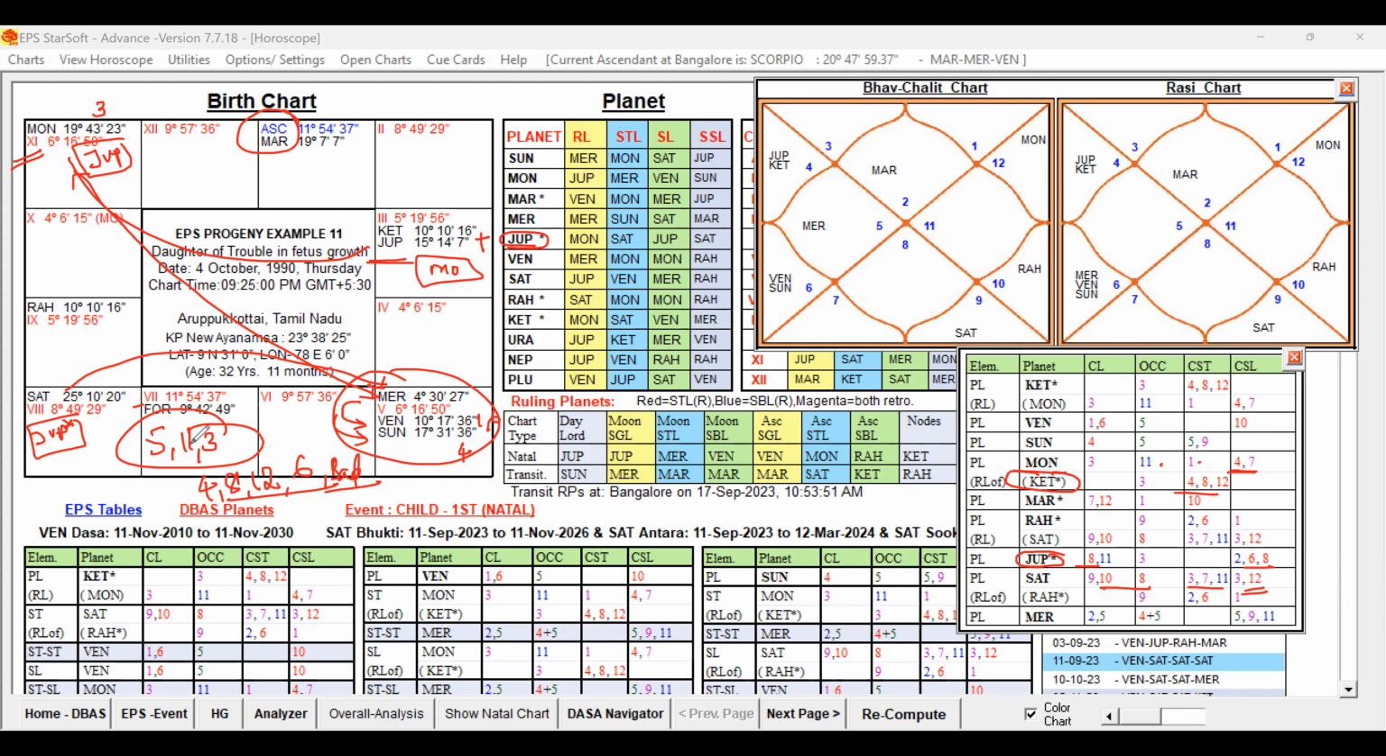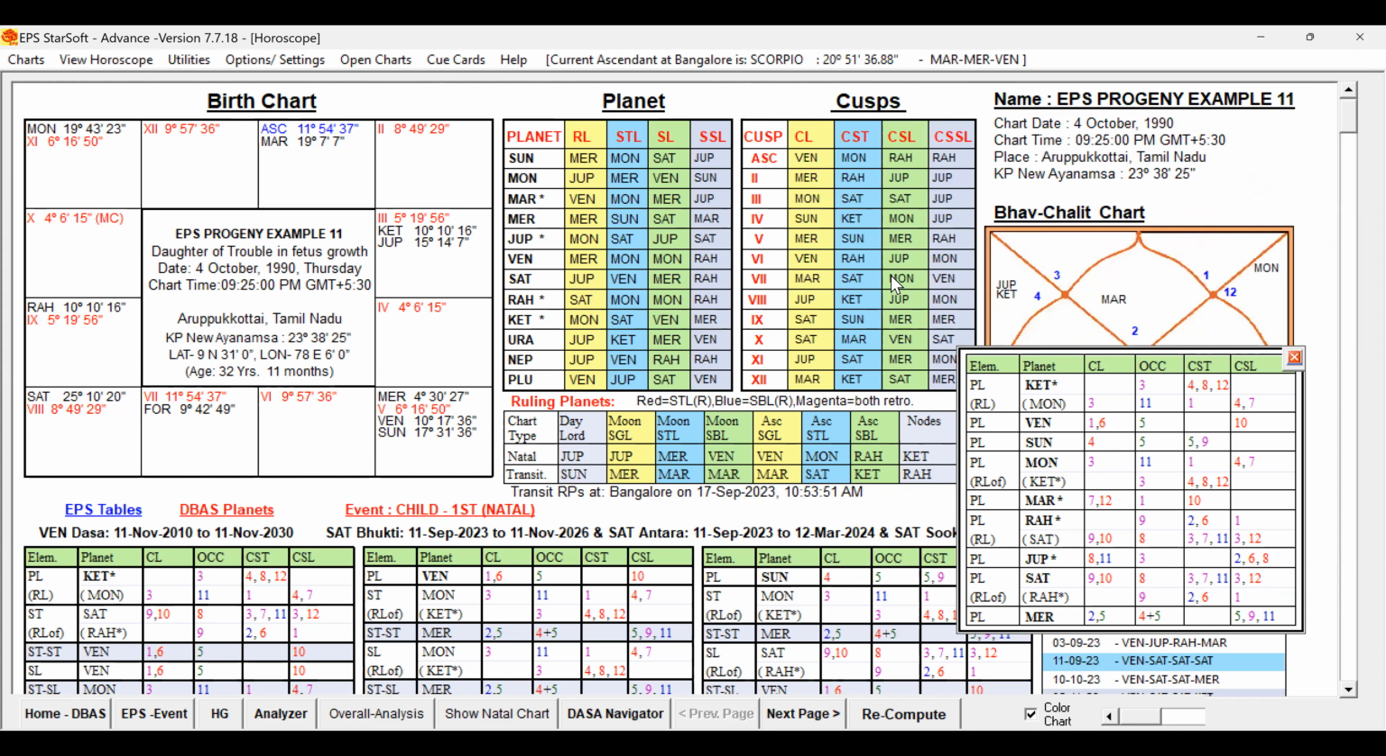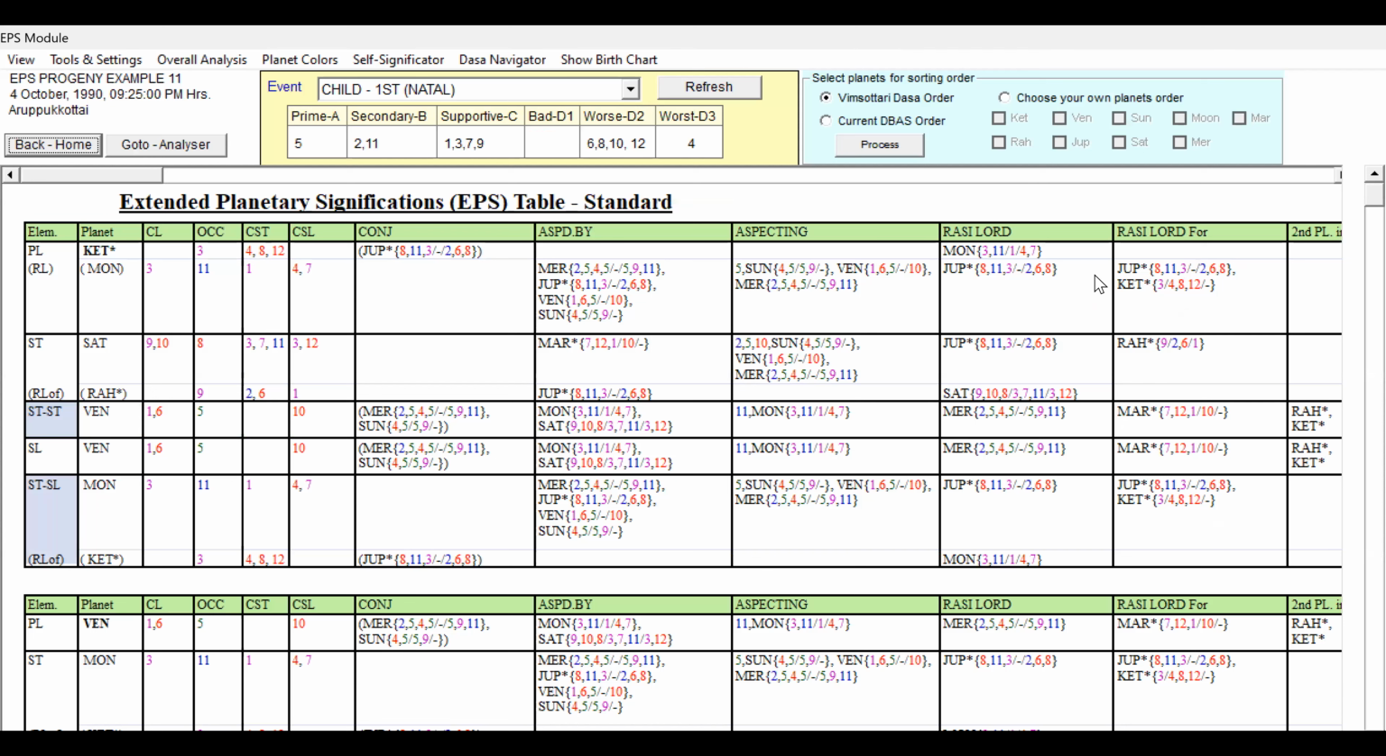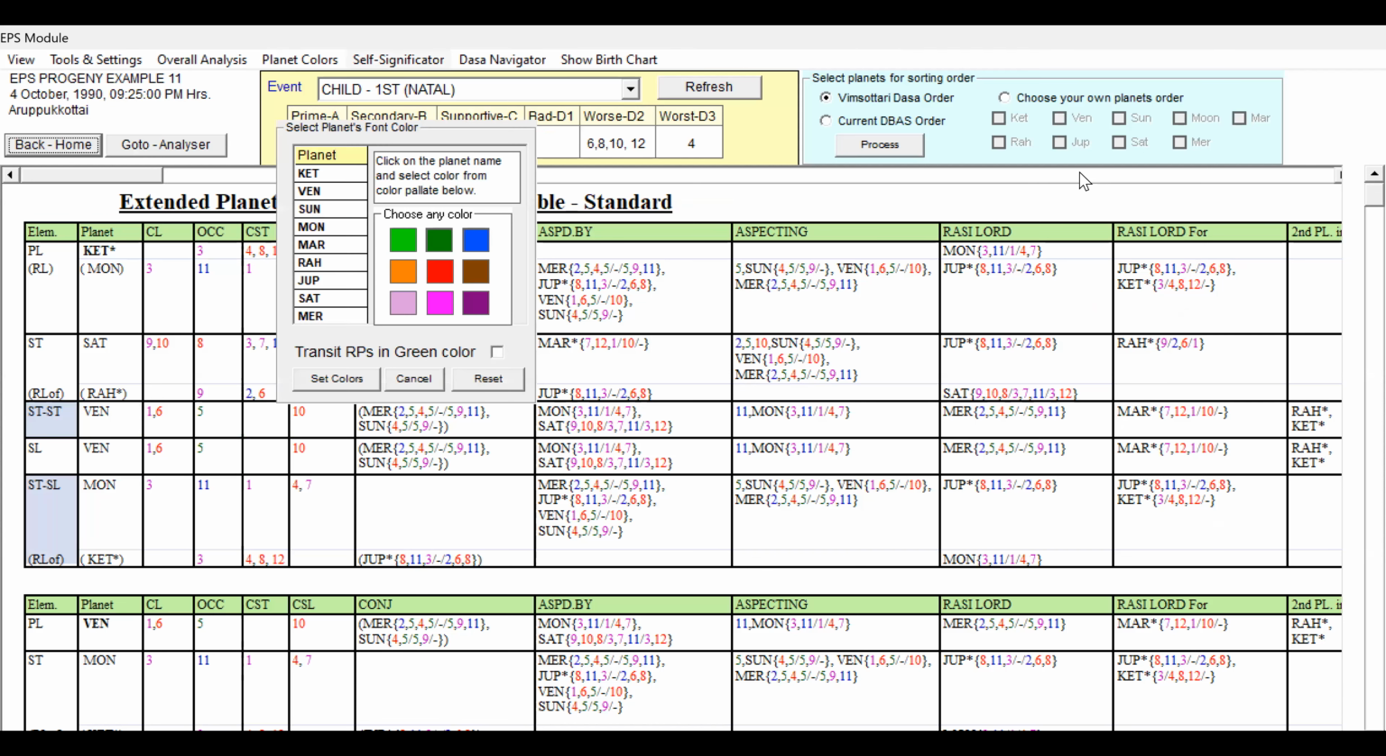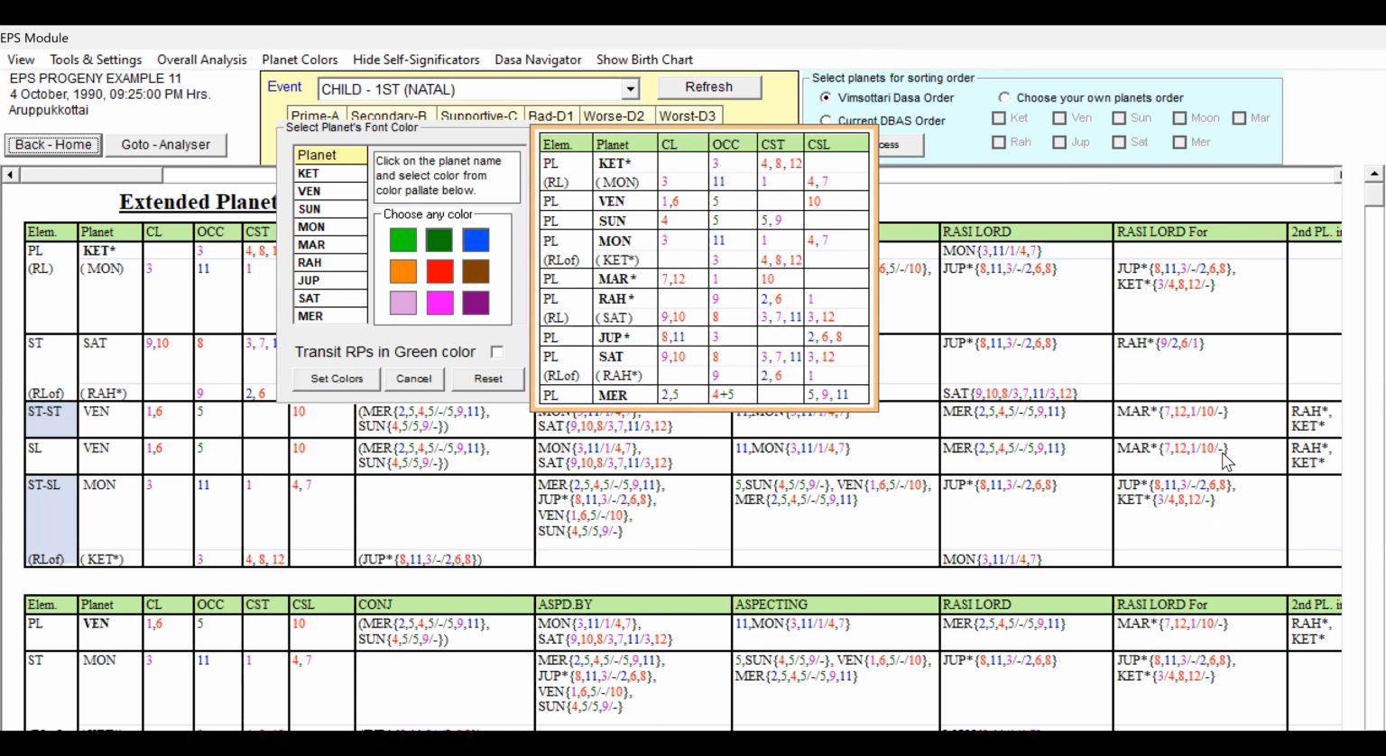So now let us check the periods in which he got married, and let us check the self significations, the strength and weakness also. Though we are going to talk only about the child now, childbirth, anyway the unfavorable houses are going to be the same for the lagna of the child also.